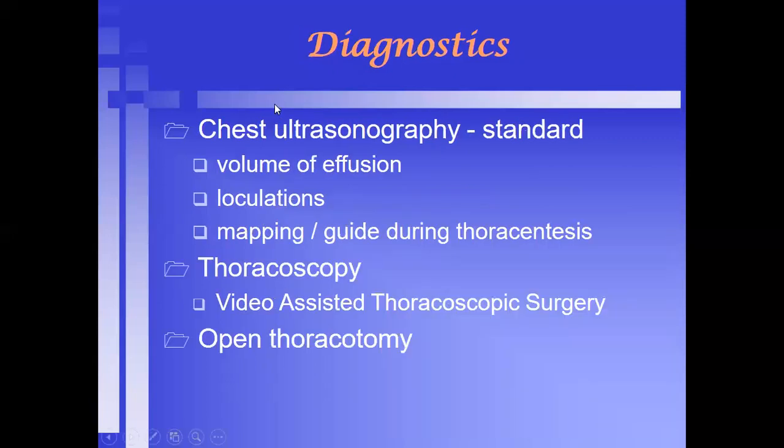So next diagnostic to request would be a chest ultrasound, which is actually now the standard diagnostic for pleural effusion. So it's very helpful. First, we can get the volume of the pleural effusion. We can also check for the presence of loculations. And chest ultrasound can even guide or map the thoracentesis during the procedure.